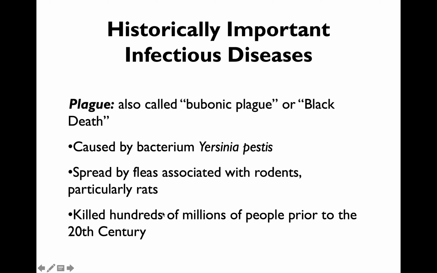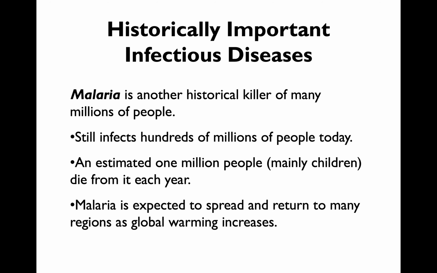And yet, it killed hundreds of millions of people. It was a huge problem because we just did not have the scientific understanding of what it was. So when you think of plague, we're talking about a bacterial infection. So a living bacteria infects your body. Malaria, on the other hand, is another historical killer, but it still affects a lot of people today.